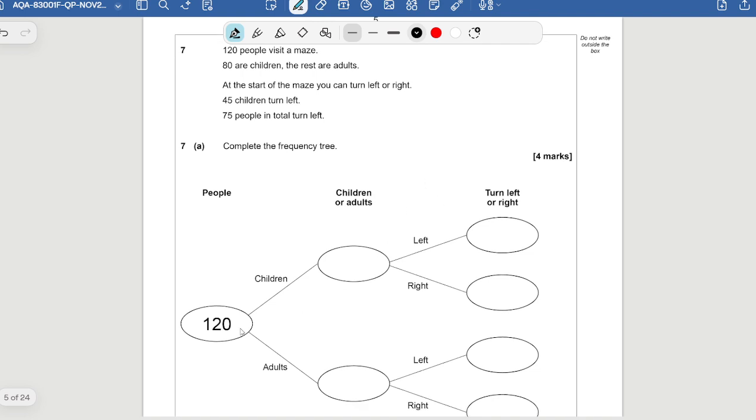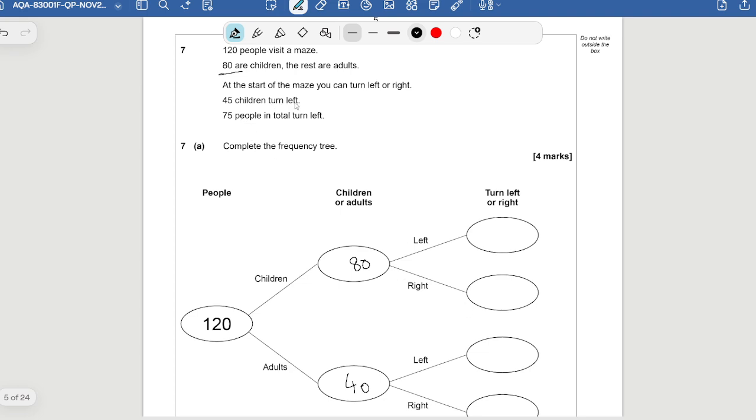So we have got a total of 120 people, of which some of them are children and the rest are adults. There are 80 children, so 80 goes in here, and the remaining are adults, which is 40. You need to take away 80 from 120 to give you the number of adults. Now we have, at the start of the maze, you can either go left or right.